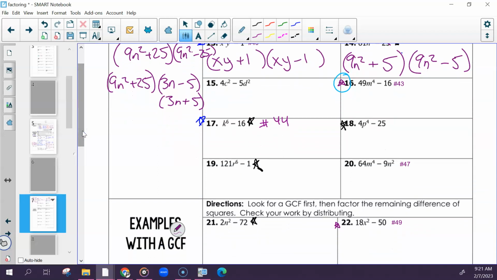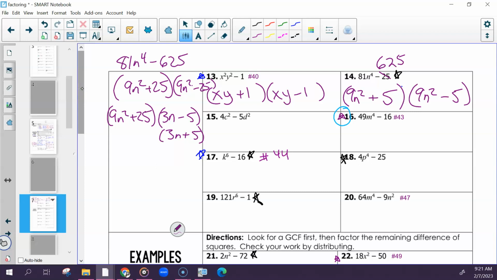I think 15 was a typo. Yeah, I think 15 was a typo because 5 is not a perfect square, even though everything else is. So because that one thing is not a perfect square, we can't do anything with this. This would be prime. Maybe it was supposed to say 25. I don't know.